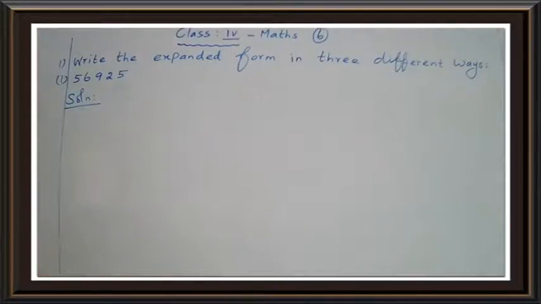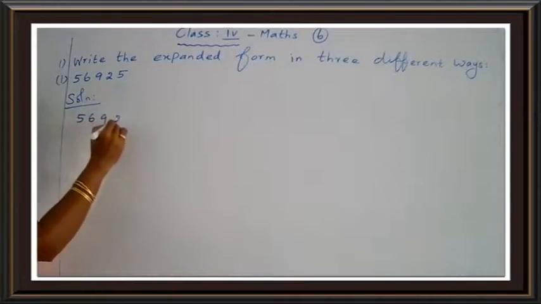Your number is 56,925. Okay, so all children listen carefully, stop writing. Afterwards I will give the time, that time you can write. Now write the expanded form in 3 different ways. Listen carefully children. Your first question, 56,925. In your question have no comma, yes or no? So you only mark the periods.